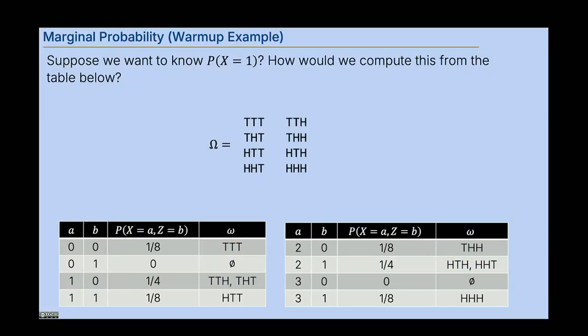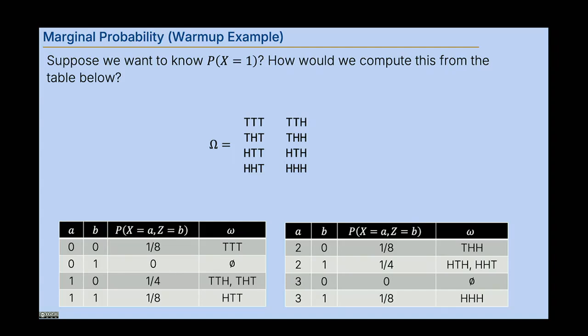All right. Okay, warm up for the next thing we're going to do. Suppose we have this joint distribution, and suppose we wanted to know the probability that X equals 1. In other words, the probability that the number of heads is 1. How would I compute that from the table below? What do you think? So I give you this table and you're real lazy. What can you do?